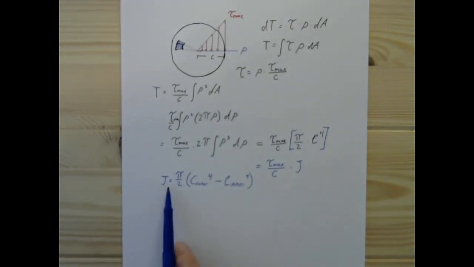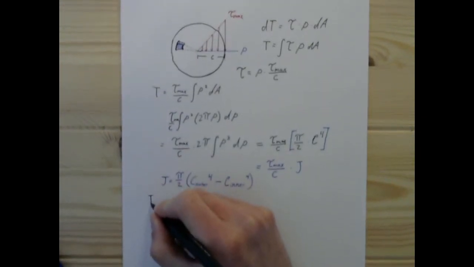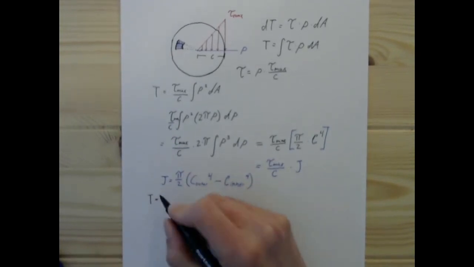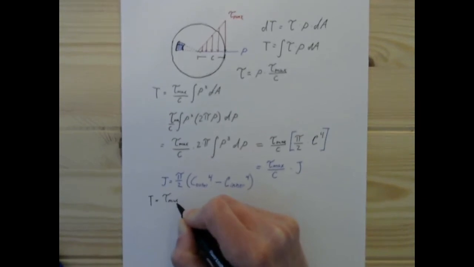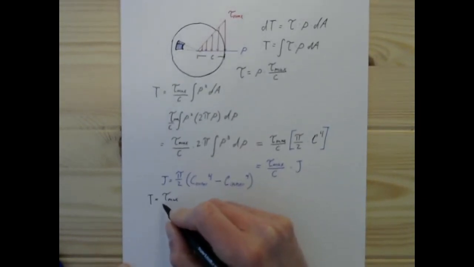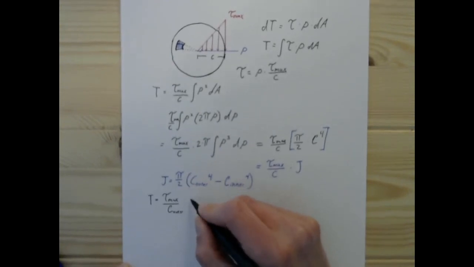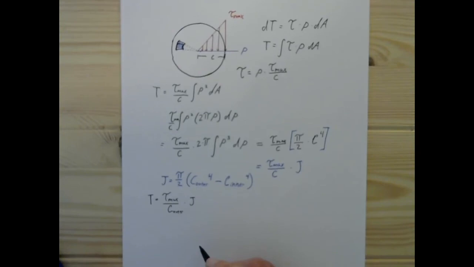And with this, we can now go back into here and get our maximum shear stress as a function of J, c, and T. Because we are now able to write that T, the total torque that we're applying, is going to be equal to the maximum shear stress we're experiencing divided by the outer radius, that's what that is right there, times J, which we're able to find pretty easily.